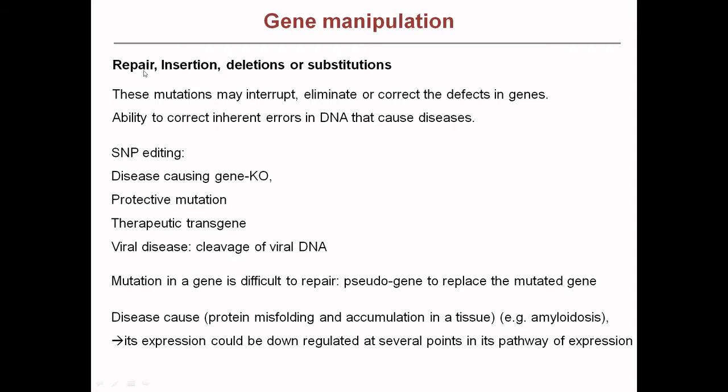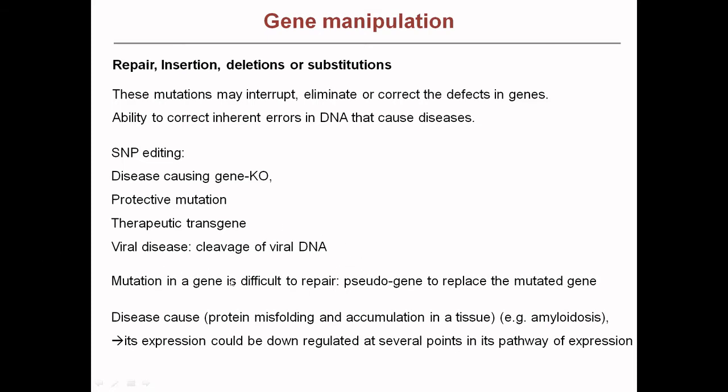So these are the repair, insertion, deletion, and substitution. This is done by the manipulation. These mutations may interrupt, eliminate, or correct a defect in the gene, with the ability to correct inherent errors in the DNA that cause the disease. SNP editing can be done. We can prevent knockouts. We can repair the mutations. We can induce therapeutic transgenes. And as I discussed earlier, viral diseases can be cured.